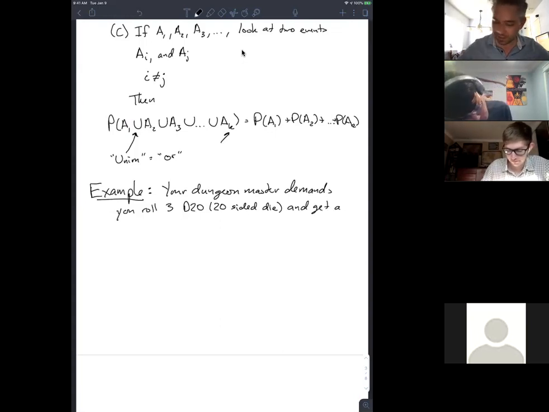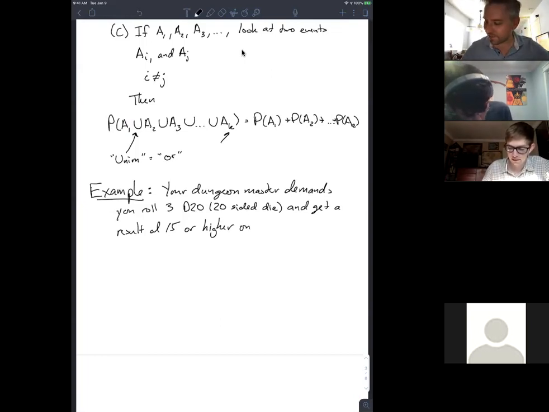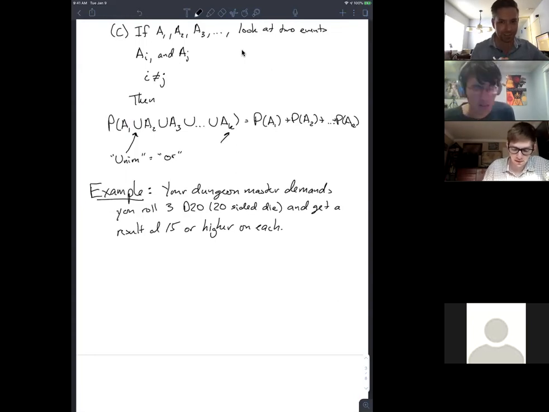of 15 or higher on all of them. So you roll a D20 die 3 times. The dungeon master says you have to get 15 or higher every single time, or the orc or whatever it is that you're fighting kills you.